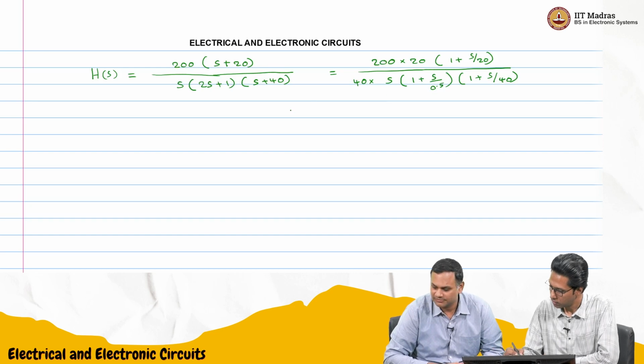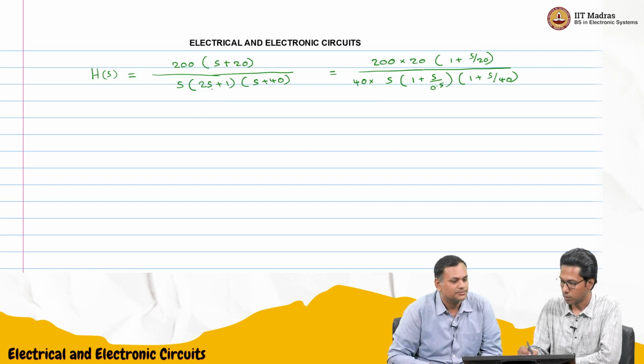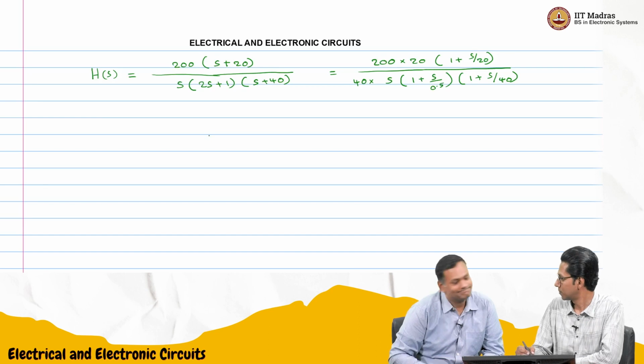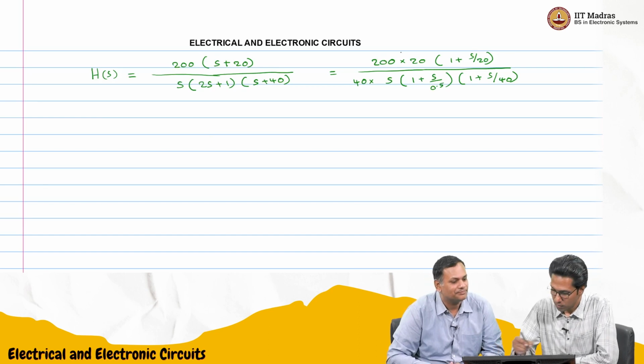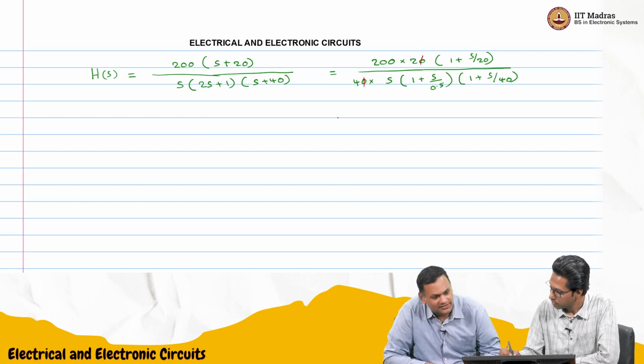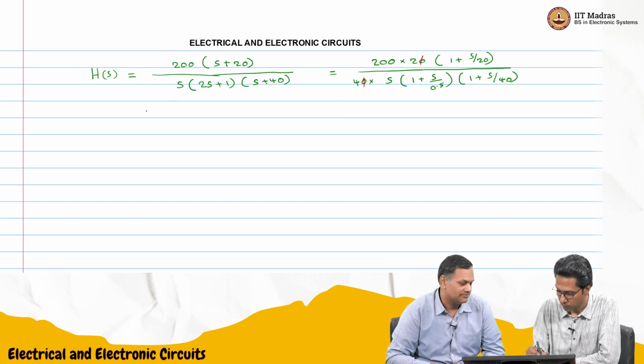Is this correct? Yes, because 2s I can just write as s by 1 by 2. So some of the constants will get cancelled, and this will become 100.